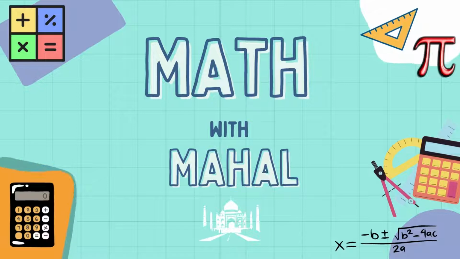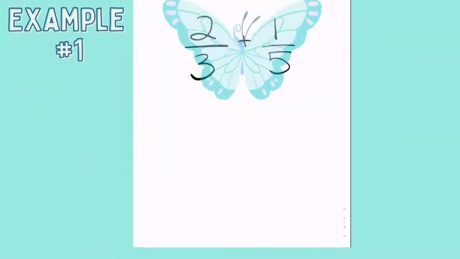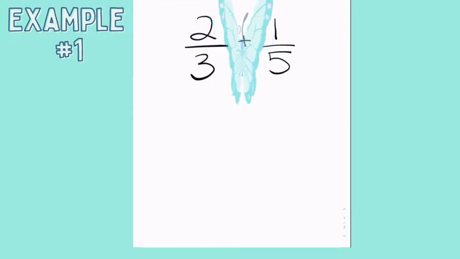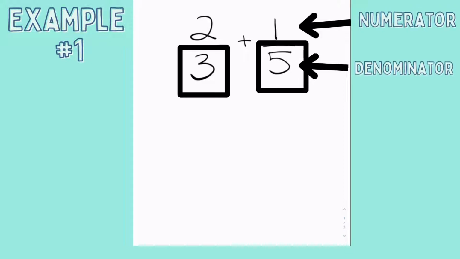In this video, I'm going to show you how to add fractions using the butterfly method. What we're going to do is actually draw bubbles across both fractions that mimic the look of a butterfly. So the first thing we're going to check is to make sure our denominators are different, which they are. We've got a 3 and a 5.